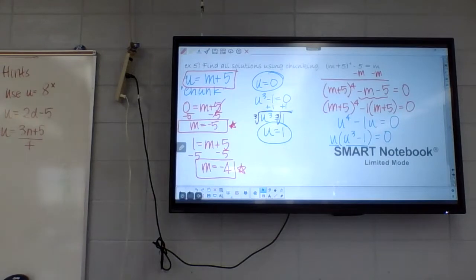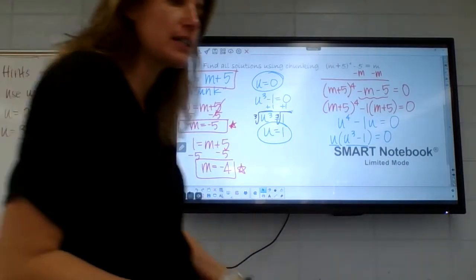So if you guys could flip the page over, I do have a typo on the back side, so if we could flip it over, we're going to fix that.